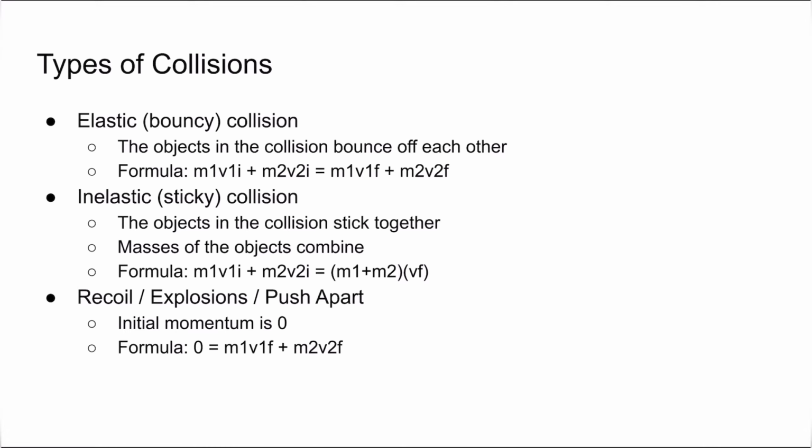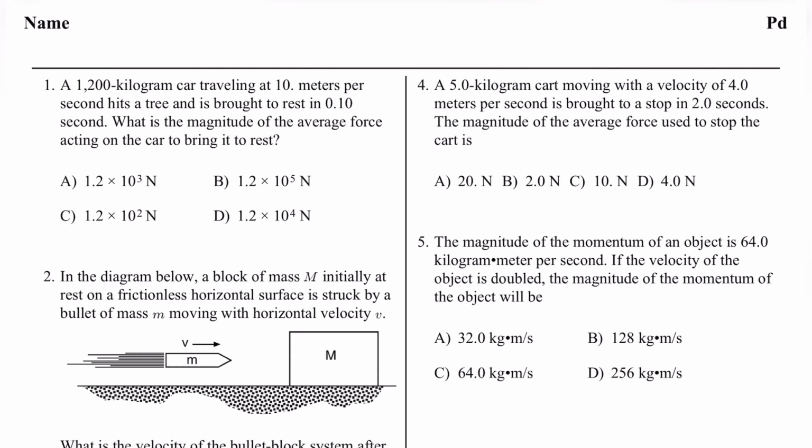Our third type is going to be a recoil, explosion, or push apart collision. Basically in this type of collision, the objects start at rest, which is why the initial momentum is 0. So the formula for this type of collision is going to be 0 equals m1v1f plus m2v2f. Now that we understand the concepts, let's do some multiple choice practice.